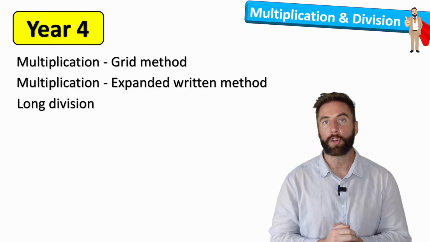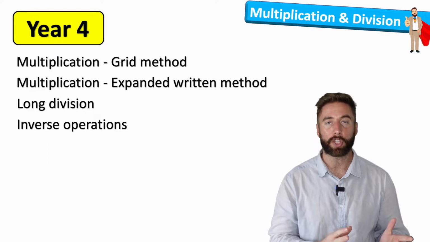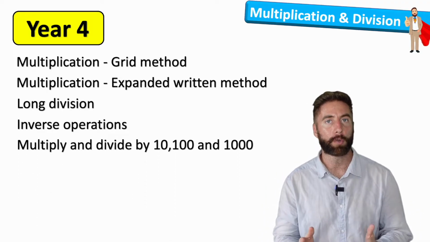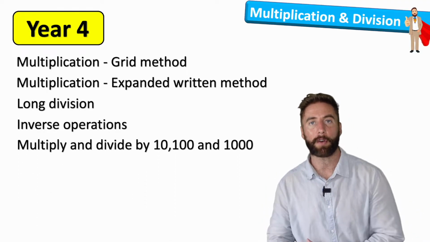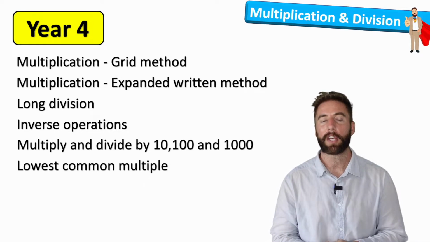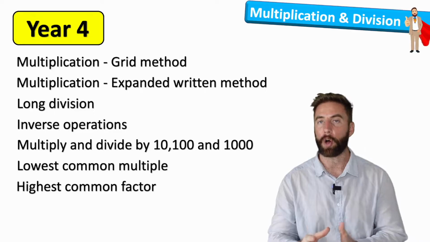Then we're going to look at some long division before looking at some inverse operation, which is how we can go back from multiplication to division. Then we're going to look at multiplying and dividing by 10, 100, and 1000. Then we're going to see how we can get the lowest common multiple of any set of numbers. And then we're going to try and find the highest common factor.